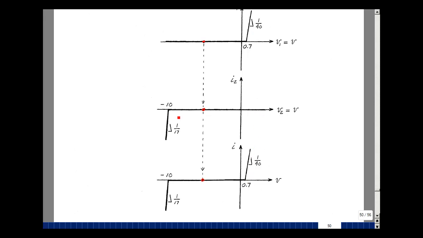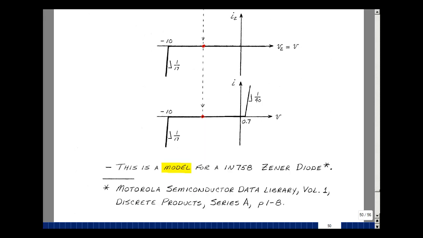And likewise in the opposite direction, as we get more and more negative, this is still 0, but now this begins to decrease with a slope of 1 over 17, and that would just continue because we're just going to add 0 to it. So what I've got is a forward biasing of 0.7 and a reverse biasing of minus 10. This would be a pretty good model for a 1N758 Zener diode, which you could find in the Motorola Semiconductor Data Library, Volume 1, Discrete Products, Series A on page 1-8.